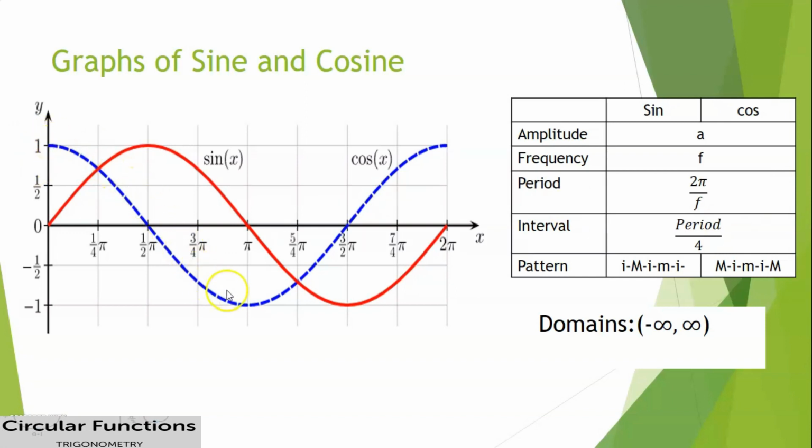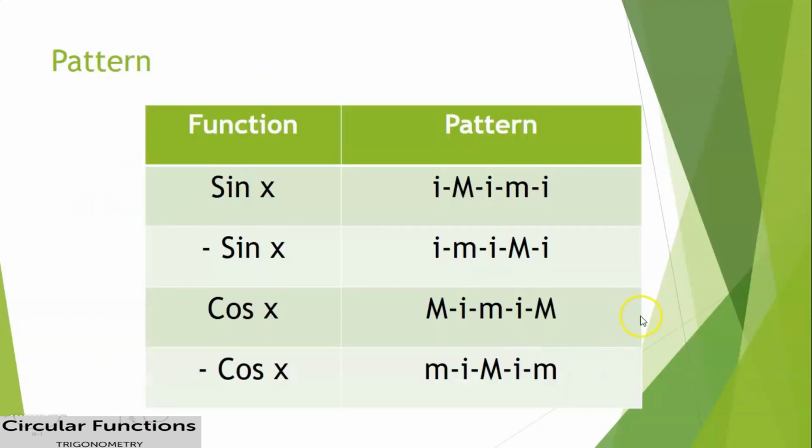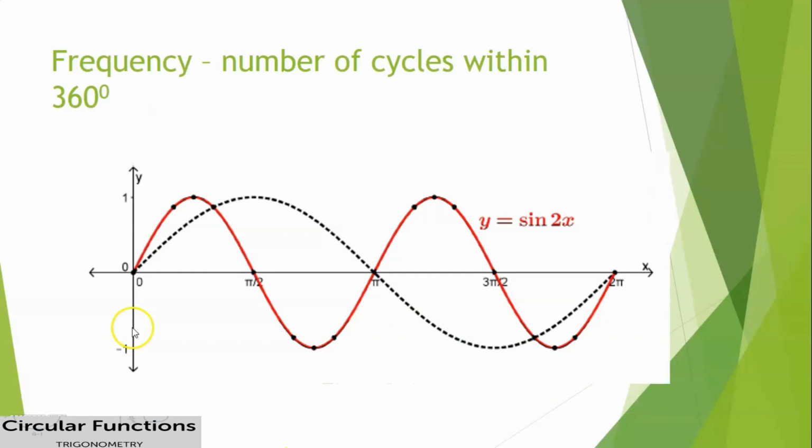So it goes down, up, and so on. Okay, then for the range, it will start from the lowest point reached by the graph until the maximum height. So for the pattern, for sine, it's intercept, maximum, intercept, minimum. If it's negative sine, it's intercept, minimum, intercept, maximum, intercept. For cosine, it's maximum, and for negative cosine, just reverse the maximum and minimum points.